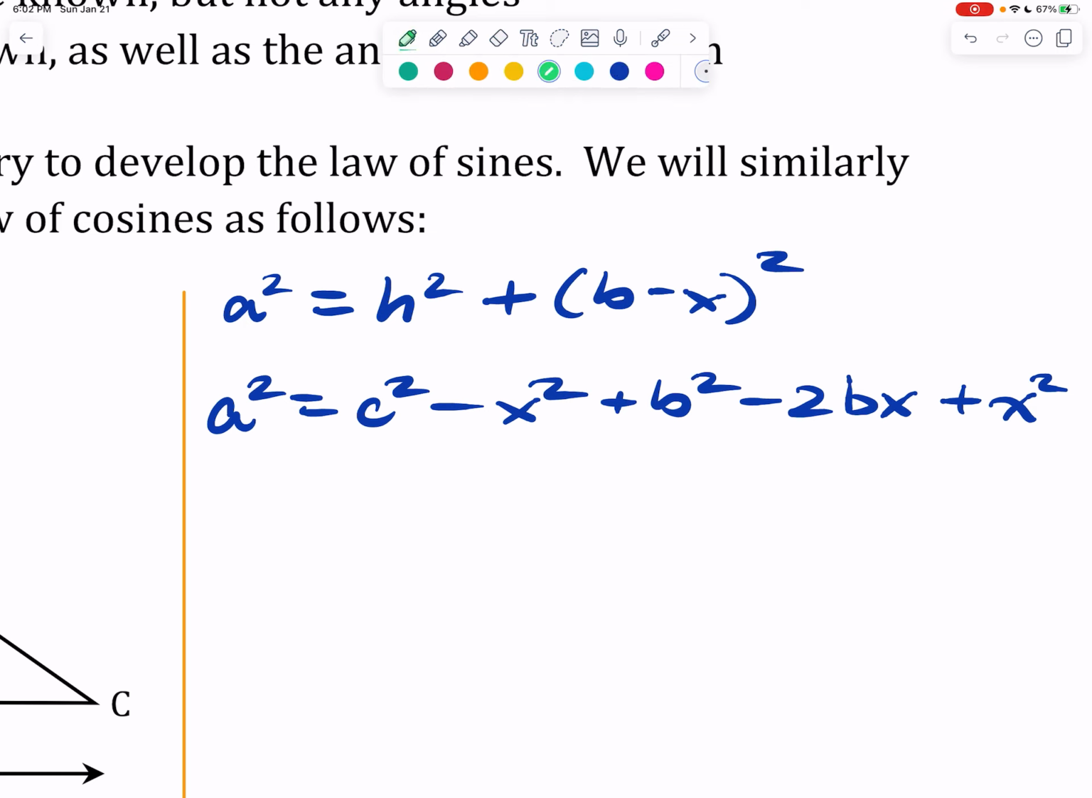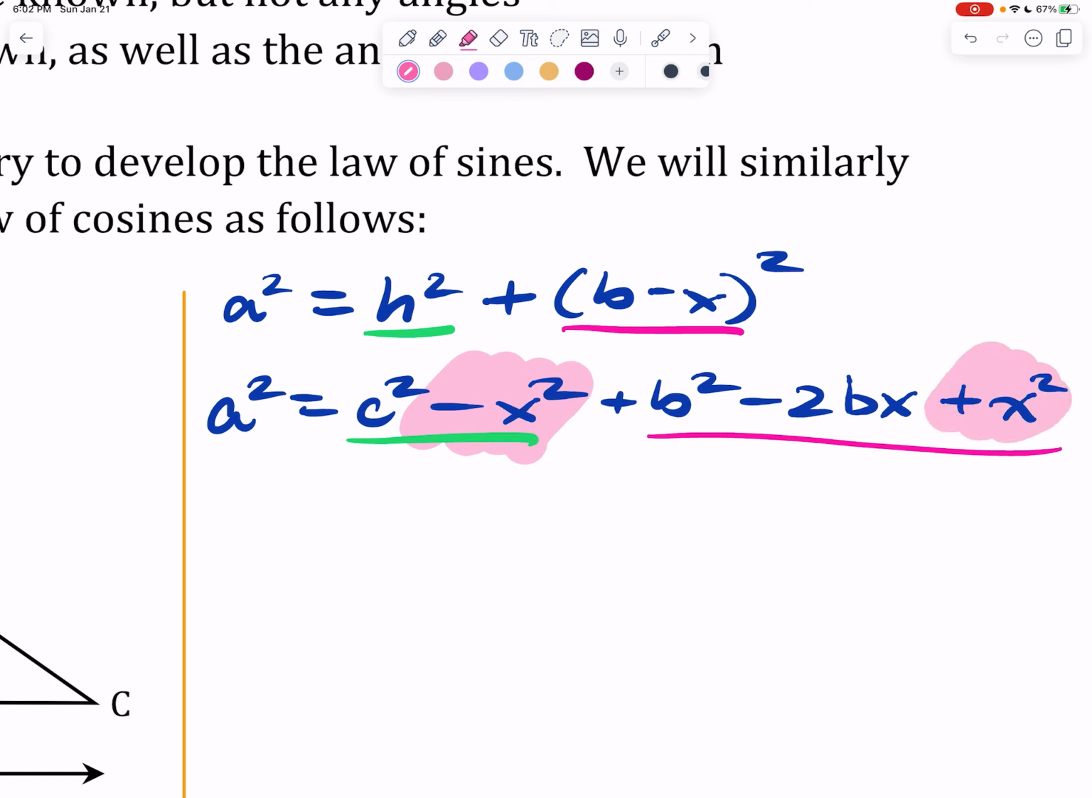This h turned into this c minus x. This b minus x squared turned into b squared minus 2bx plus x squared. We can do some things from here. For starters, there's these common x squareds. One's subtracted, one's added, so they cancel each other out. Beyond that, I'm going to do just a little bit of rearranging.